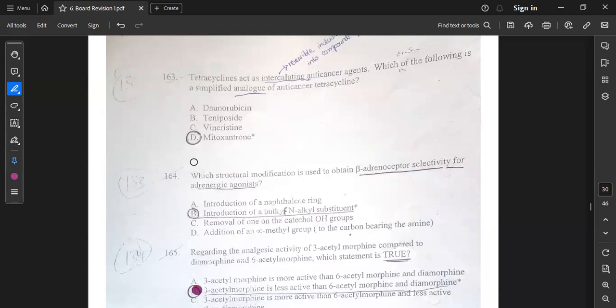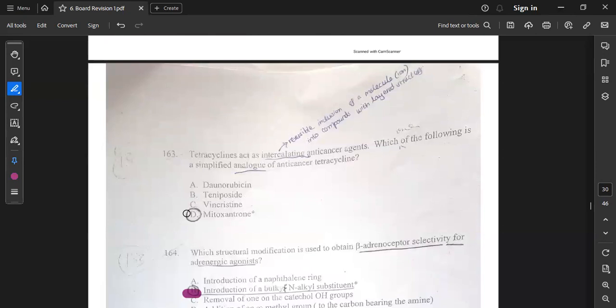Tetracyclines act as intercalating anti-cancer agents. Which of the following is a simplified analog of anti-cancer tetracycline? So daunorubicin is which class of anti-cancer? It's an antibiotic. What about vincristine? Vinca alkaloid. And teniposide?